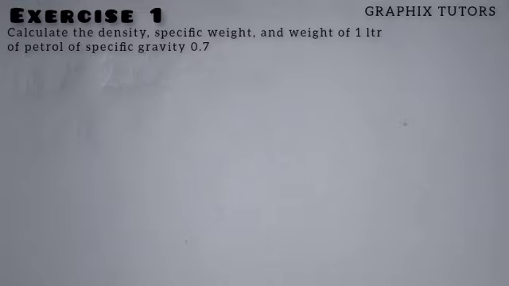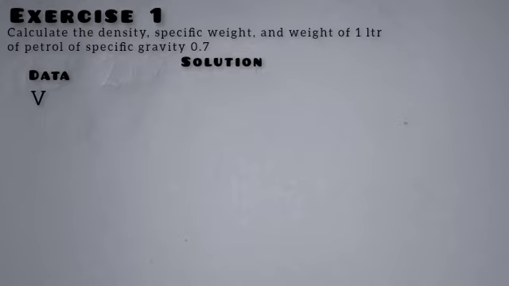It says calculate the density, specific weight, and weight of 1 liter of petrol of specific gravity 0.7. Now, in this question, the first thing you have to do is to write out your parameters. The parameter given in this question is the liter, which is the volume. The volume is given as 1 liter.